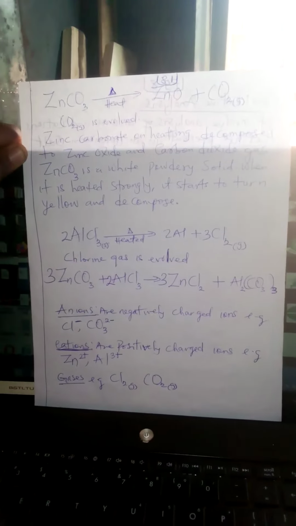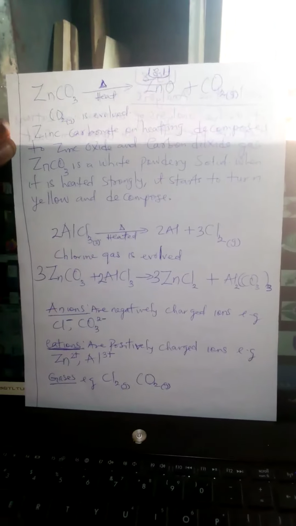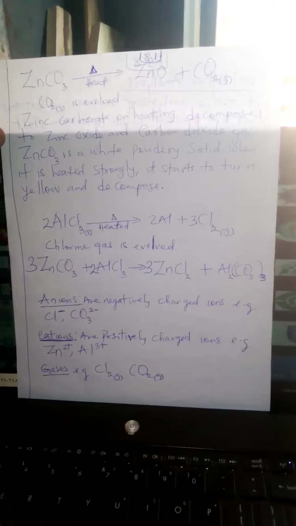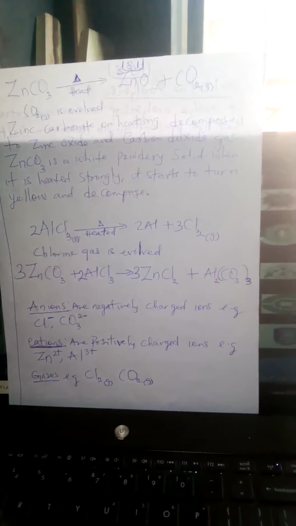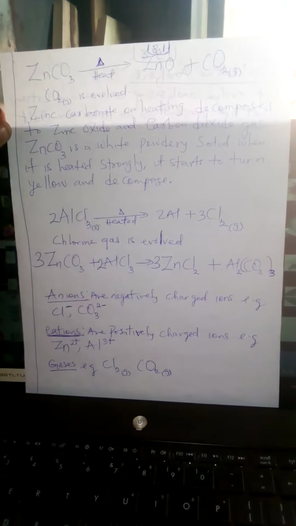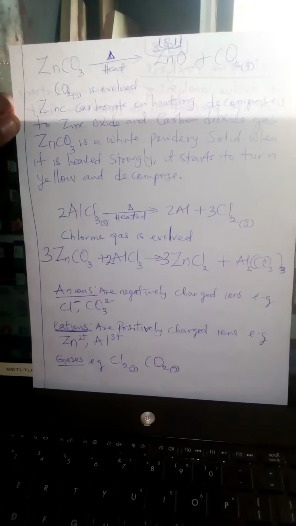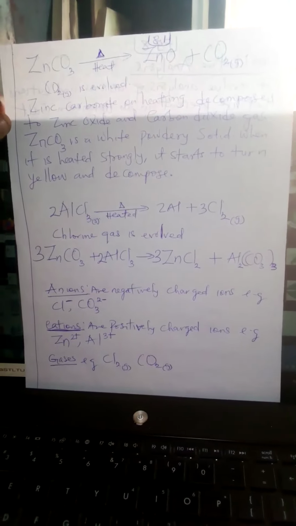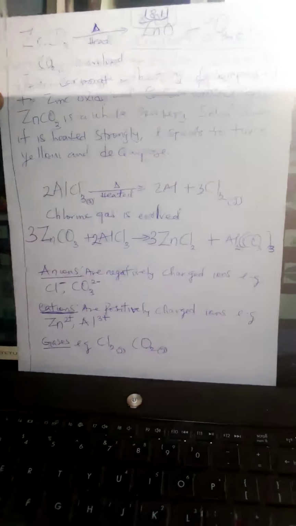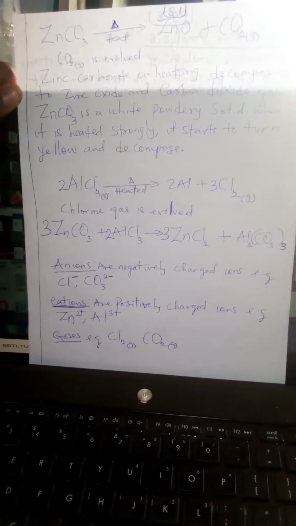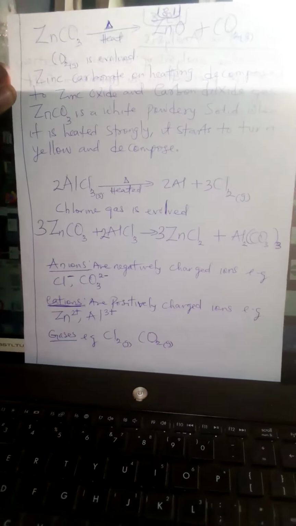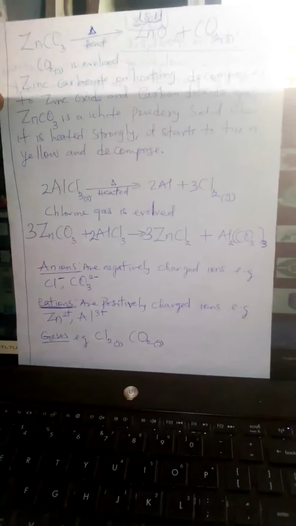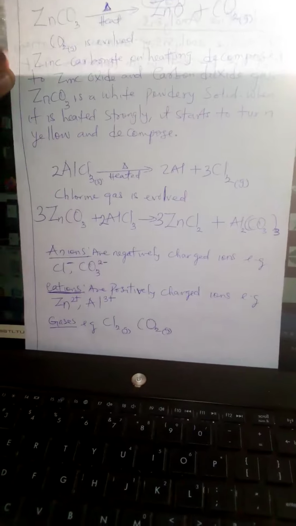So zinc carbonate, ZnCO3, is a white powdery solid. So when it is heated strongly, it starts to turn yellow and decompose. You can see it. Aluminium chloride is also decomposed to form aluminium and chlorine gas. Chlorine gas is evolved. Then you can see the reaction between zinc carbonate and aluminium chloride to produce zinc chloride and aluminium carbonate.